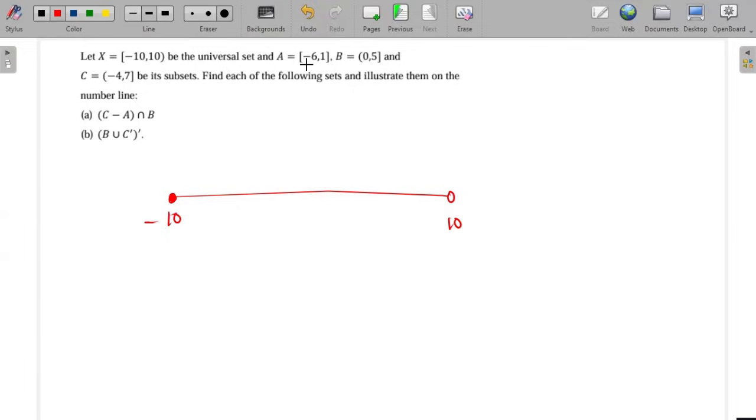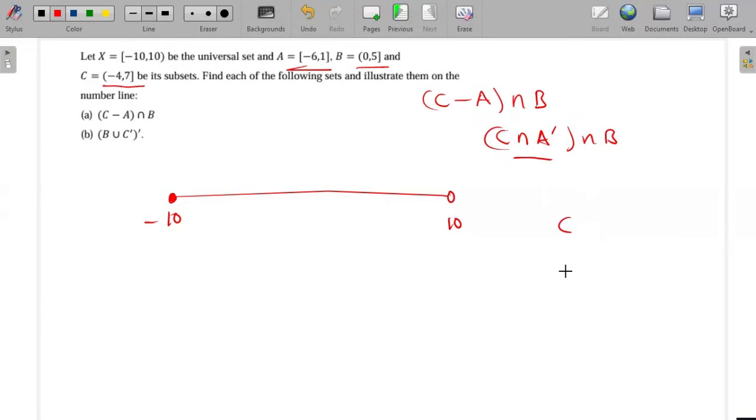And then we have been given the set A, which is closed at negative 6 and closed at 1, and B, open at 0, closed at 5, and C, open at negative 4 and closed at 7. They're saying these are subsets, which they are in here. They're telling us to find and illustrate the following. Let us find C intersect A intersect B. Actually, this is the same thing that we did before, where we can say this is just going to be C intersection A complement, and then intersect B. So let's find this.